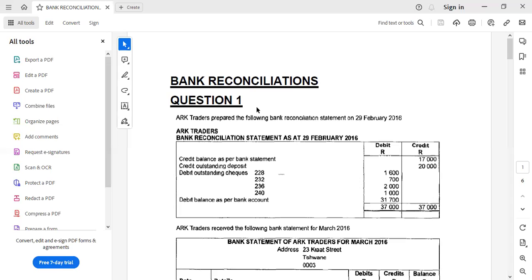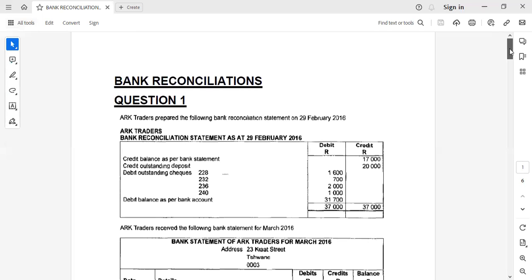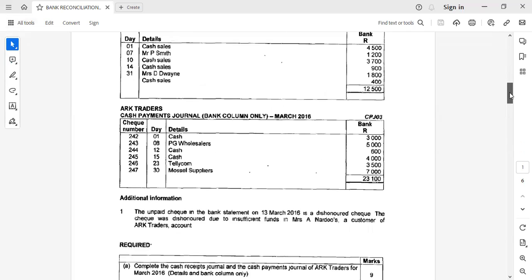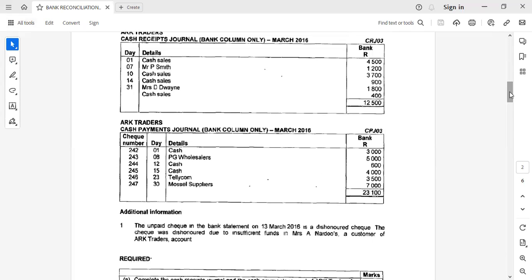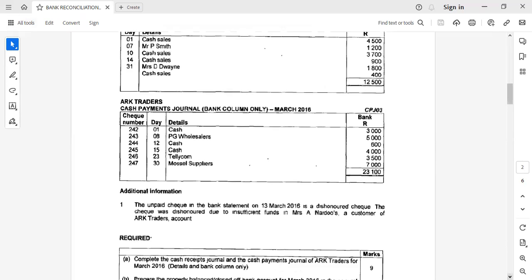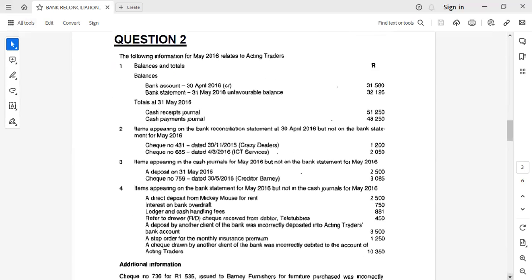Remember that currently we are dealing with the bank reconciliations, and there are two ways in which the information can be provided. The first way will be to be given the bank reconciliation for last month. Then you are given the bank statement for this month, and you are given the cash receipts journal and cash payments journal, which is the way that we dealt with in our previous class. But in some instances, instead of being given those things, you will just be given a story. Then from that story, you will be required to do bank reconciliation statements.